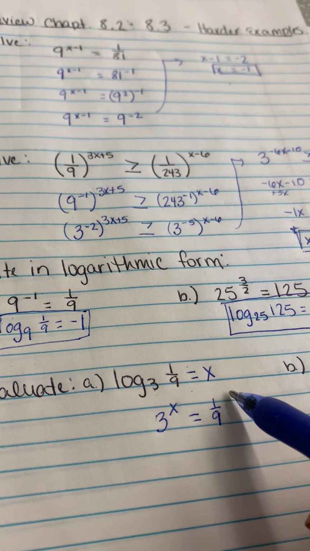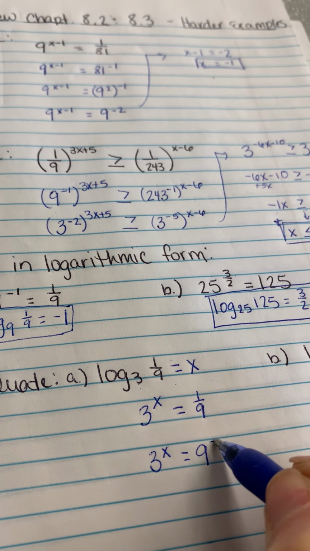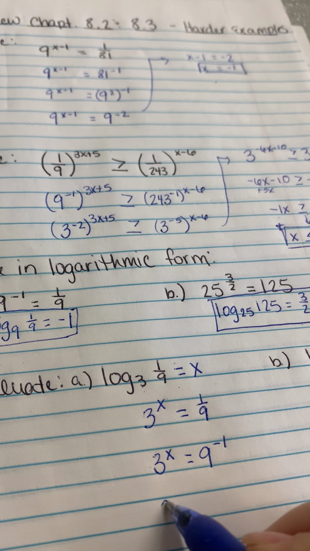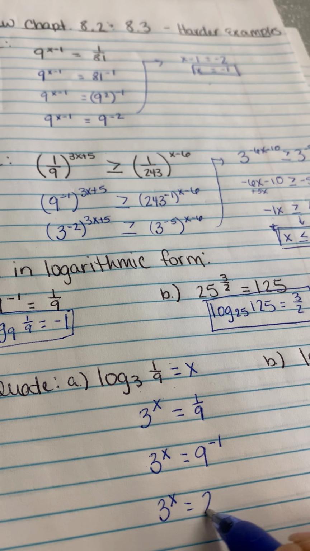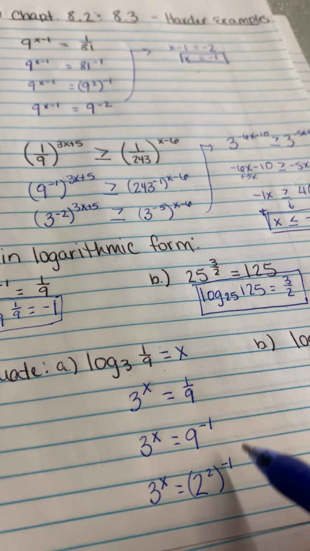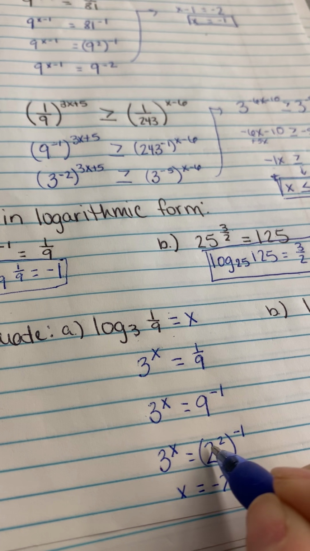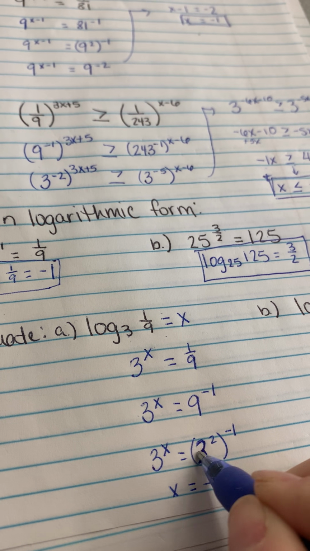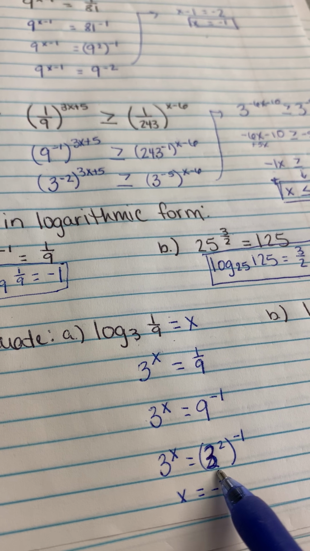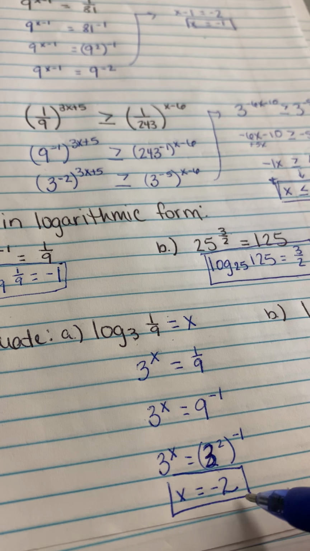I need to bring 9 to the top. So I have 3 to the x equals 9 to the negative 1. Got to have the same base. So 3 to the x equals 3 squared to the negative 1, which is 2 times negative 1. So I have x equals negative, let me change that to a 3, negative 2, because my bases drop and I multiplied. So x equals negative 2.